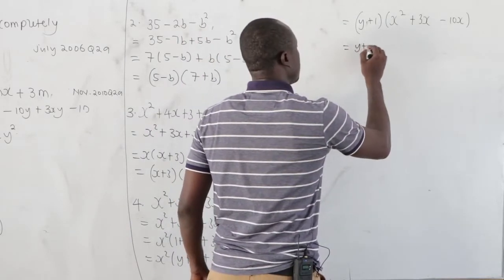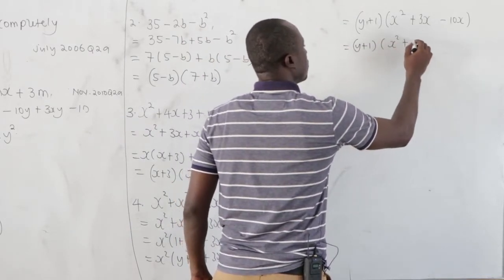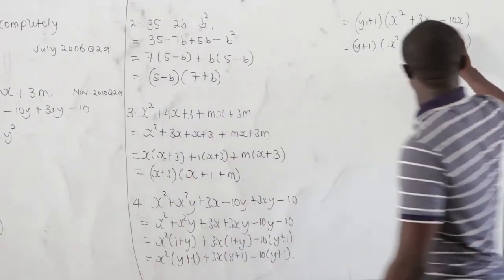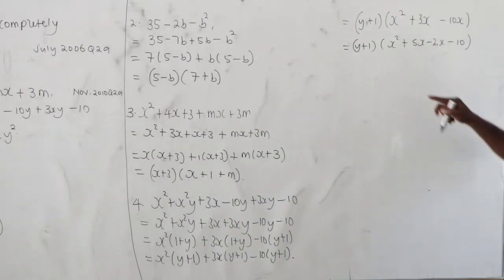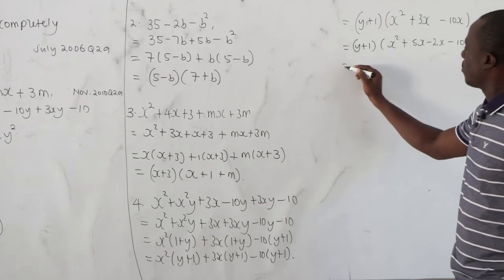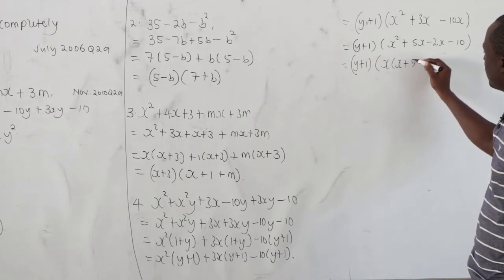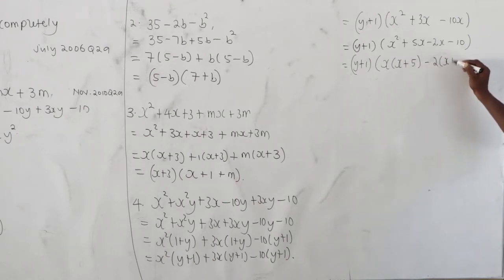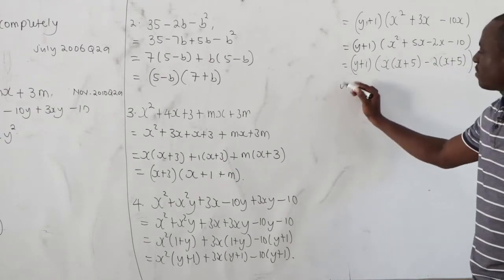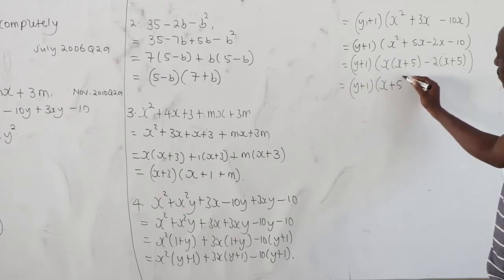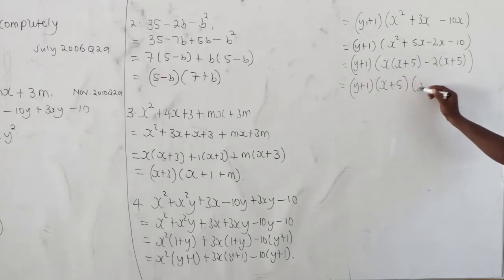So this will give us y plus 1. Then we have x squared plus 5x minus 3x minus 10. Now that is 2. So 5 and 2. Okay, so here we have y plus 1. Now clearly x is common, so we have x plus 5. This negative 2 is common, x plus 5. Now x plus 5 is common, we will bring the x plus 5 out. So you have y plus 1, then we have x plus 5. Common 1. What is left here? X minus 2. That is very, very trivial.